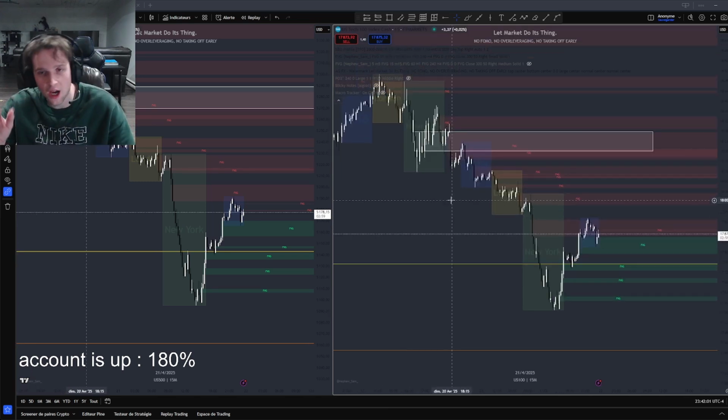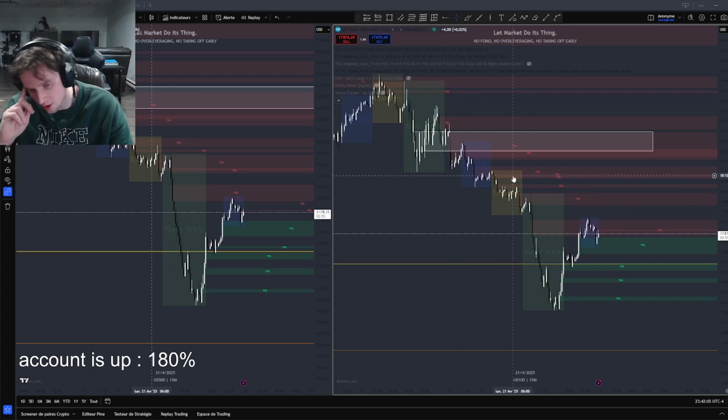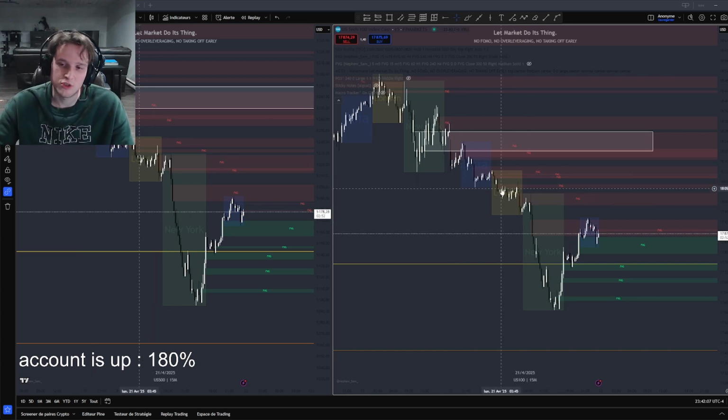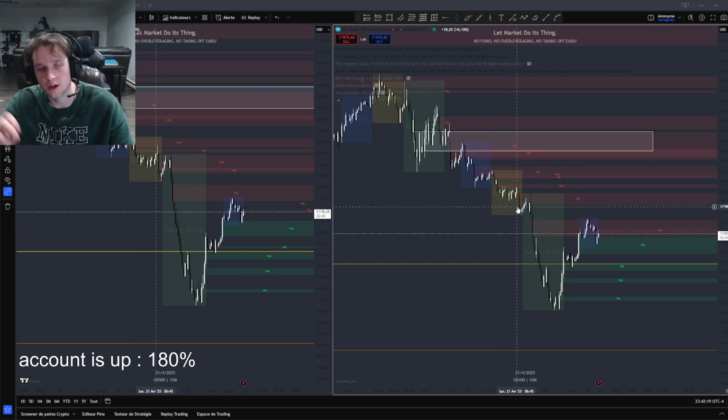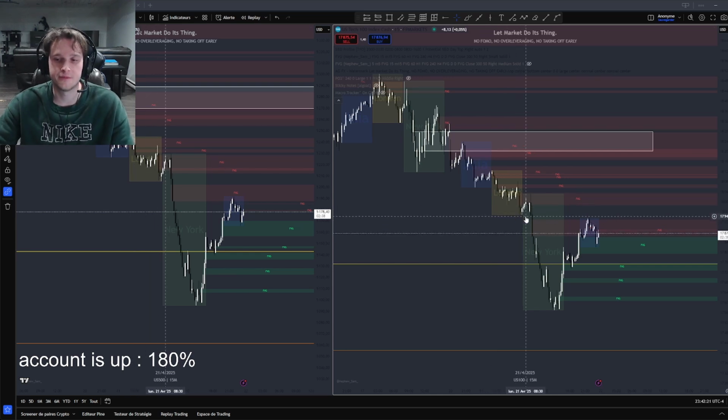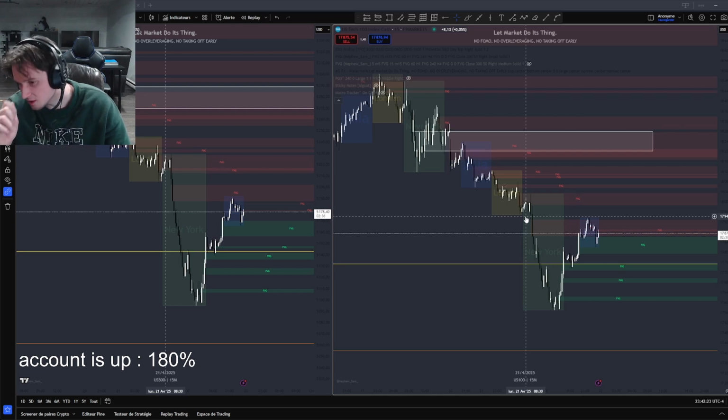Kill zones are pretty much times within the sessions, right? So the London kill zone is from 2 to 5 a.m., which is where the most volatility and decent price action occurs. And my favorite is the New York kill zone, which is from 7 a.m. to 10 a.m. And that's just when price moves the most.